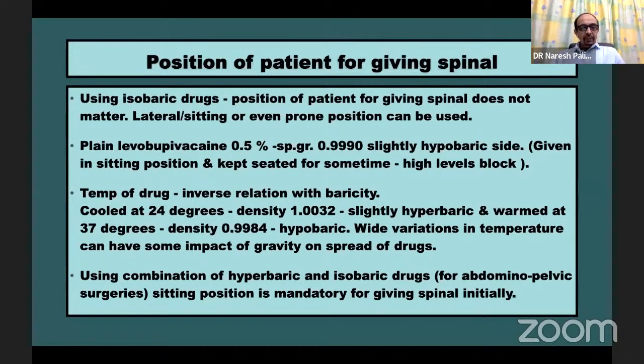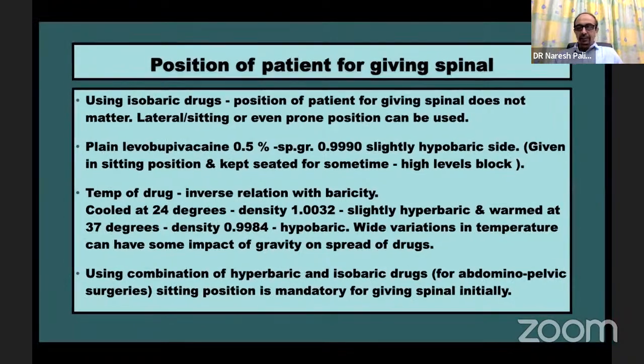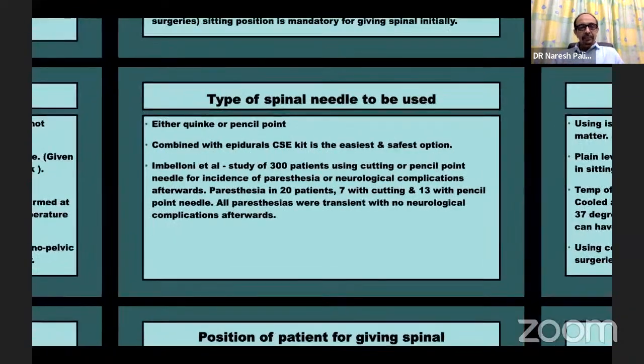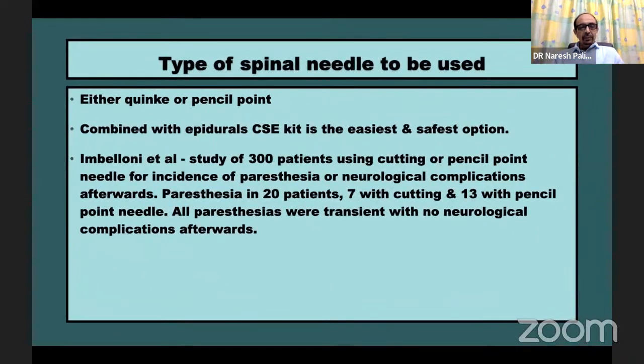Cooled to 24 degrees, with a density of 1.0032, it becomes slightly hyperbaric, and warmed to 37 degrees, it can become slightly hypobaric. So wide variations in temperature can have some impact on the effect of gravity on the spread of drugs. Using a combination of hyperbaric and isobaric drugs, sitting position is mandatory initially for giving spinal. Type of needle, either Quincke or pencil point, can be used. Combined with epidural, the CSE kit is the easiest and safest option.